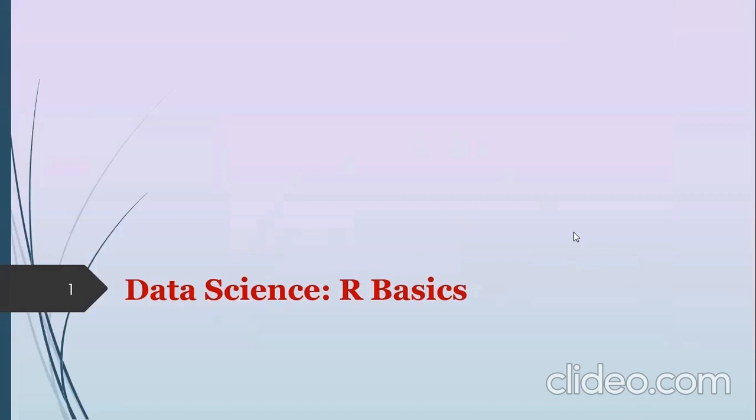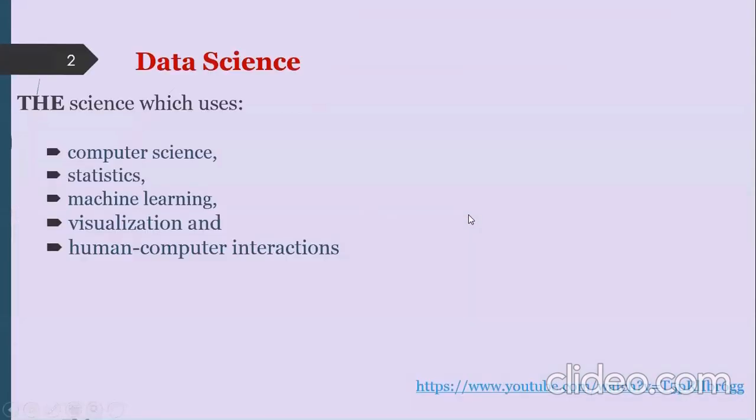Data science, what is actually R, and we will be talking about the basics of R. This field is very important in the context of the newly emerging fields, and in recent days, this is a hot topic. Data science is actually the science which uses computer science, statistics, machine learning, visualization, and human computer interaction.